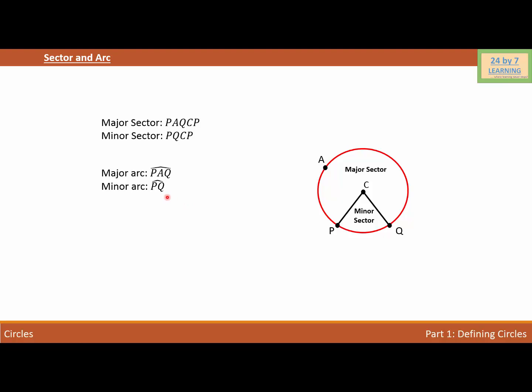So as you can see, I have 2 things on this slide. The first thing is the sector and the second thing is the arc. So we have 2 sectors. One is the major sector and the other one is the minor sector. In the same way, I have 2 arcs. One is the major arc and the other one is the minor arc.